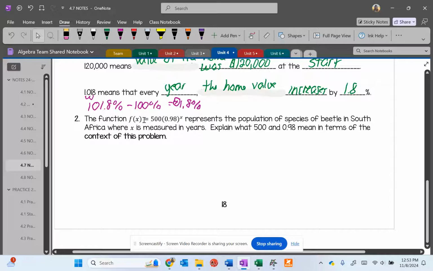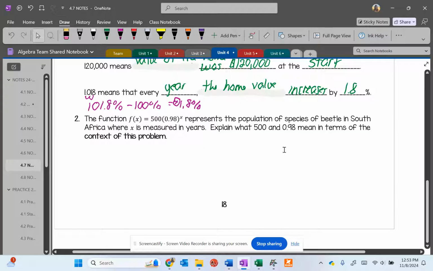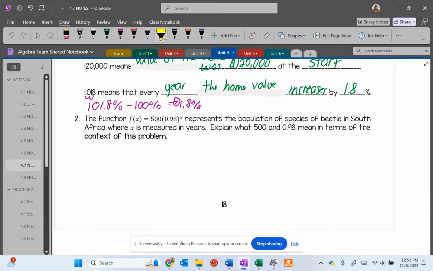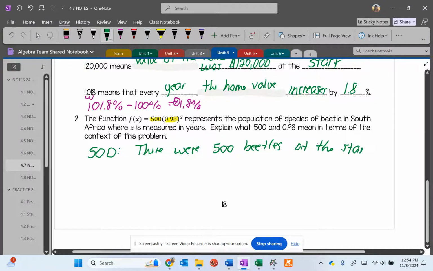This function down below here, 500 times 0.98 to the x power, represents the population of a beetle in South Africa, where x is measured in years, and we need to explain what the 500 and the 0.98 mean in the context of the question. So what does the 500 mean? Well, the 500 means there were 500 beetles at the start. And then the 0.98, again, this is the tricky part.